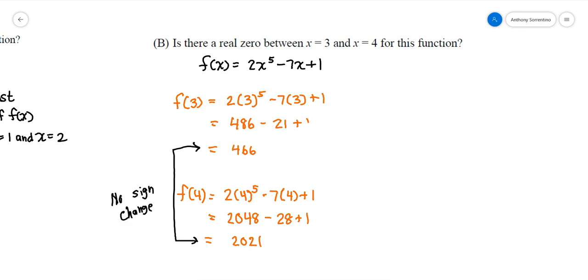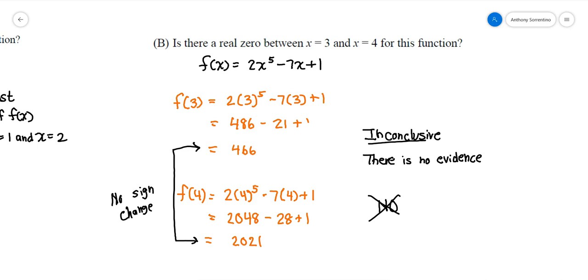Theorem: if I have a sign change, that means I have at least one 0. If I have no sign change, all I can really say is it's inconclusive. I could say there's no evidence, but I cannot say no. I don't have evidence that there is one, but that doesn't mean there may not be one.